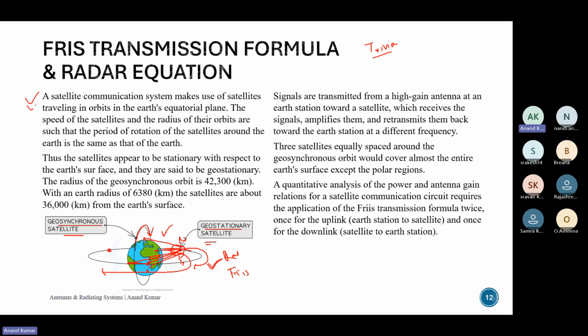So you can read this text which is there in the textbook as well. And we have these two kinds of satellites around the Earth's orbit. So that's it for the Friis transmission formula and the radar range equation.